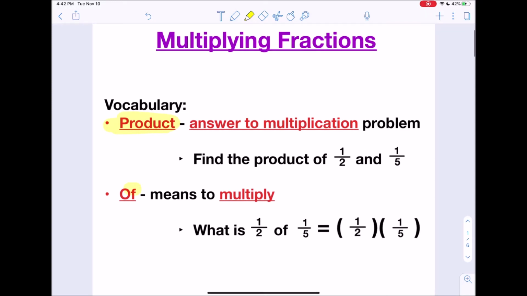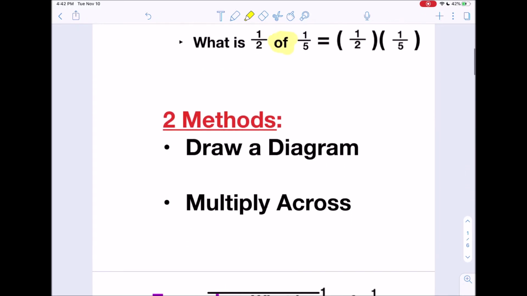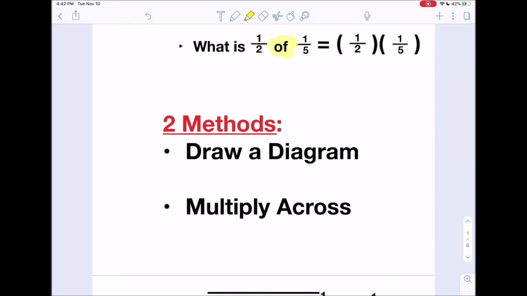The other word I want to go over is of. Of in mathematics means to multiply. So if you get something like what is 1/2 of 1/5, that means they want you to multiply the two fractions together as well. Okay? So today I'm going to show you two methods for multiplying fractions. The first method is drawing a diagram so you can see what's going on when we multiply fractions. And the other one is the traditional, straightforward, just multiplying across. So let's go ahead and get started.